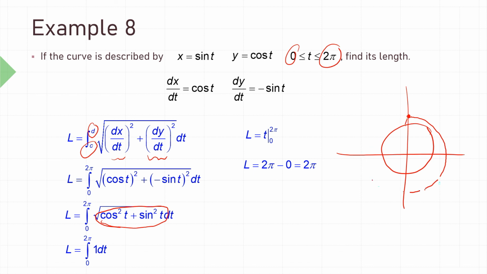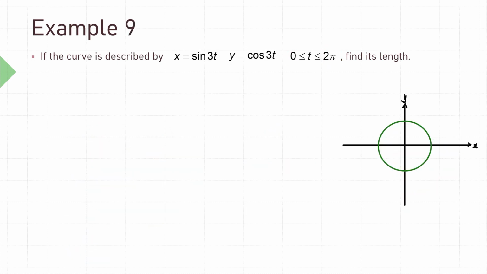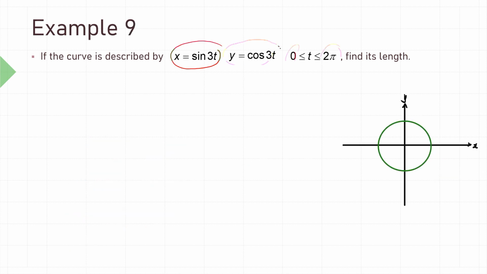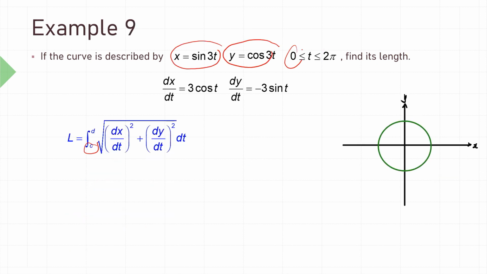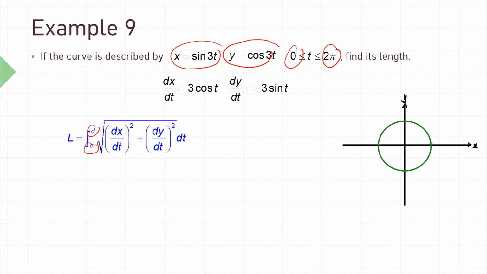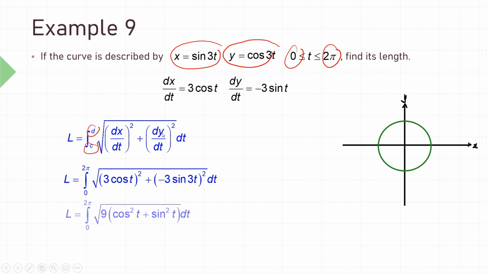Okay, now let's see this last example here. Suppose we have the curve described by the parametric equations. Find its length. So firstly, to find the length, we have to differentiate x and y with respect to t. So we have dx over dt and dy over dt. Now we use the formula given by this, where c is actually 0 and d is actually 2 pi. So we substitute inside this formula, we have this. So we get 9 times (cos squared t plus sine squared t), and this is actually equal to 1. So we have the square root of 9, which is 3.